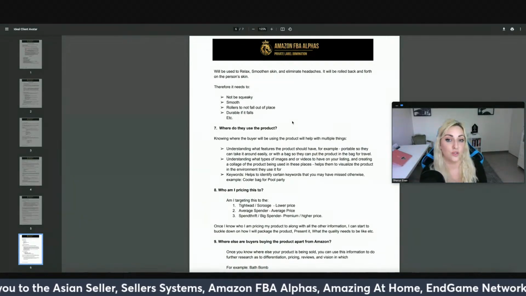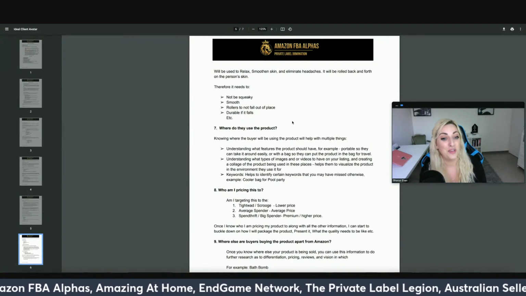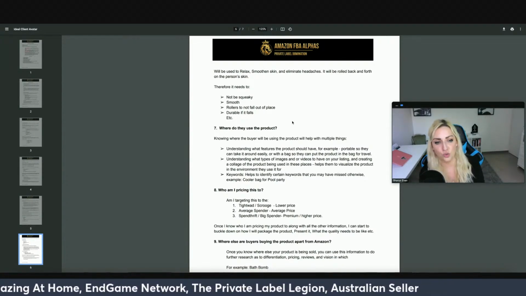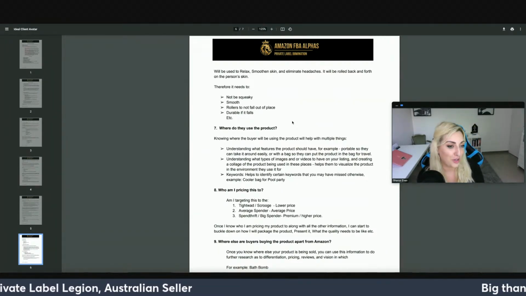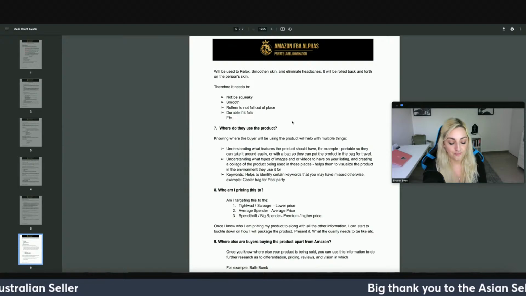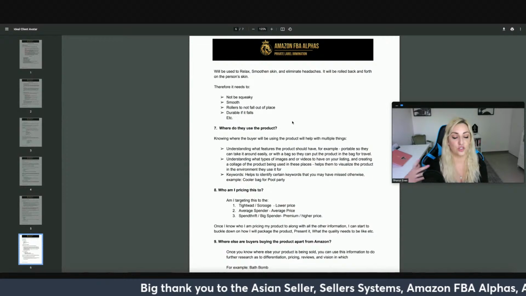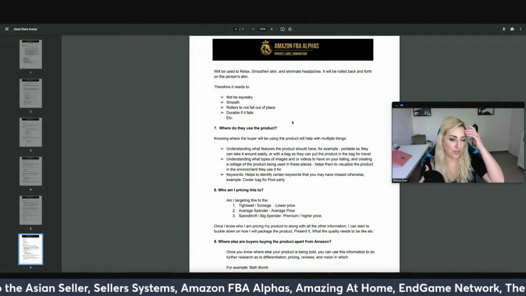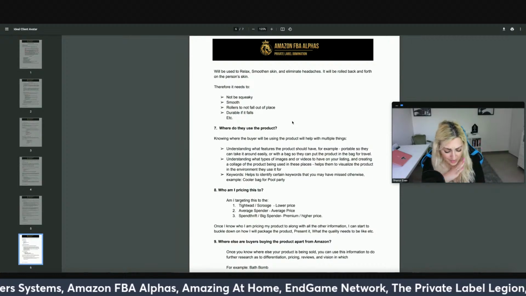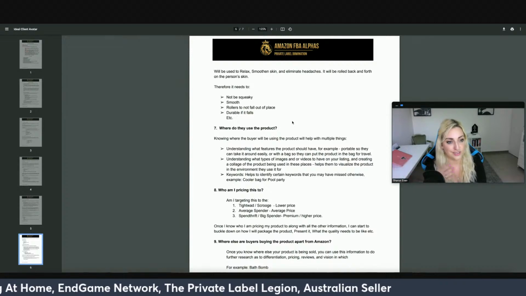Keywords. When you understand where they use the product, you'll also find keywords that you may have missed out on. So for example, a cooler bag for a pool party. Okay, I swear there's probably no such keyword. I made that up. But if your product is being used in a certain place, then there may be keywords around that. A lot of people don't go through this process. A lot of people just find a product, put their logo on it, send it into Amazon, which is very like 2016, 17, 18. We're not there anymore.